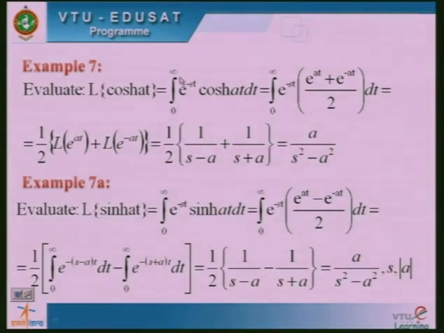So, integral from 0 to infinity of e to the power minus st into cos hyperbolic at, and we know the definition of cos hyperbolic at. Cos hyperbolic at can be written as e to the power at plus e to the power minus at, divided by 2. You can multiply by e to the power minus st dt.